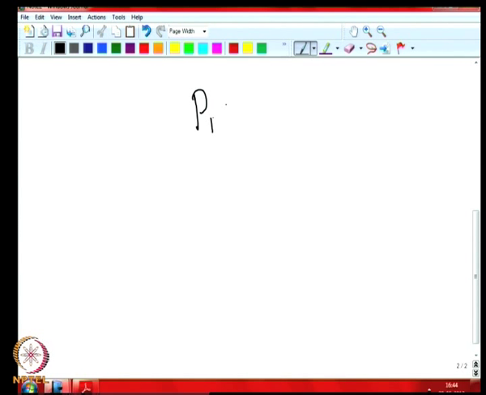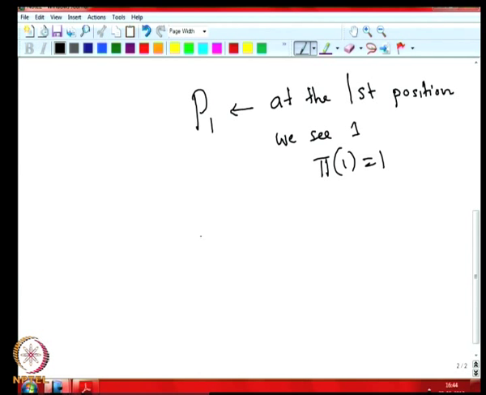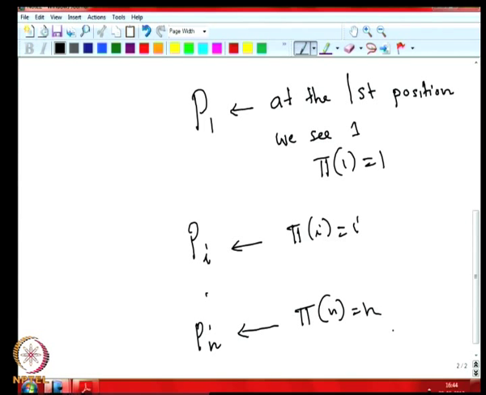The property P1 is that at the first position we see 1. So the permutation, say pi is a permutation, is such that pi of 1 equals 1. Similarly P1, P2, P3, up to Pi will be defined as pi of i equals i: the ith position we see i. Similarly the last property Pn is pi of n equals n.